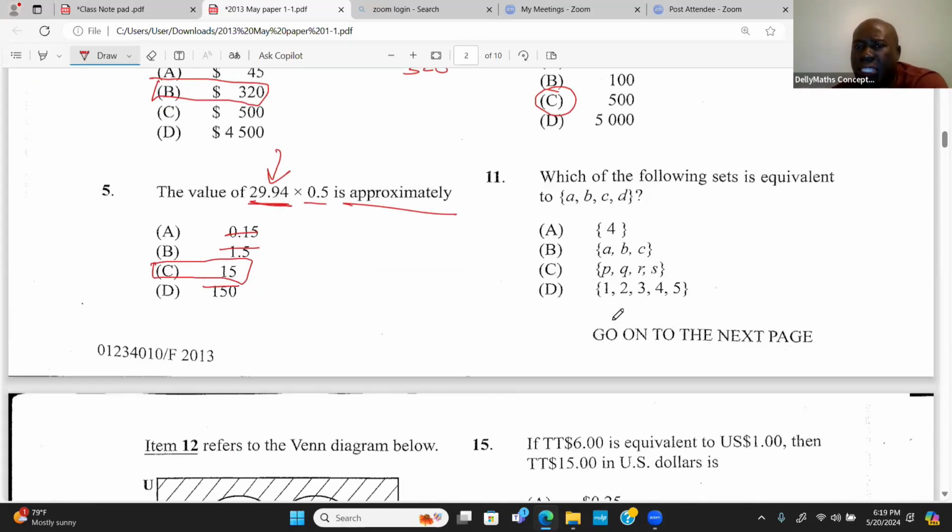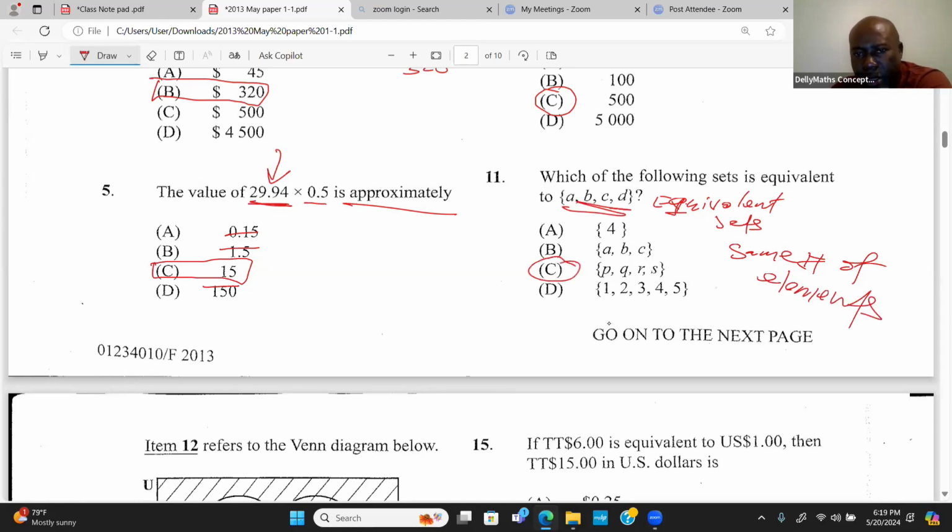Which of the following sets is equivalent? An equivalent set has the same number of elements, so probably you need to make a note of that. When sets are equivalent, they have the same number of elements. This has 4 elements, so you're looking for one with 4, and that would be the answer. That is why they never really have another one with 4, because there would be no answer. Okay?